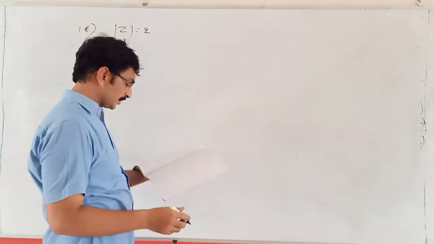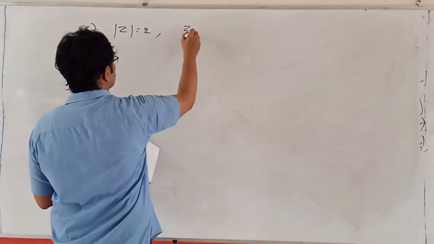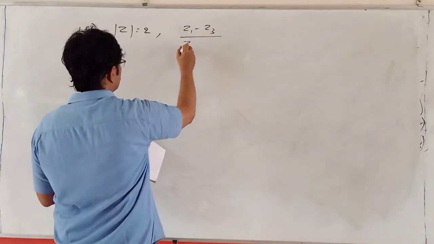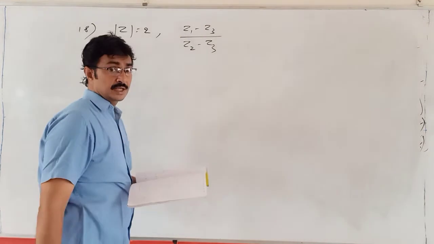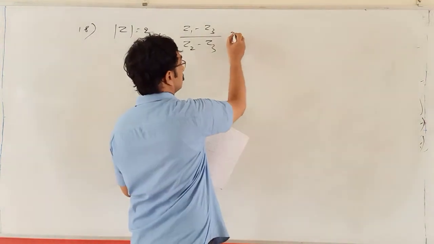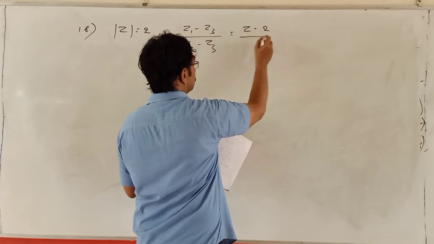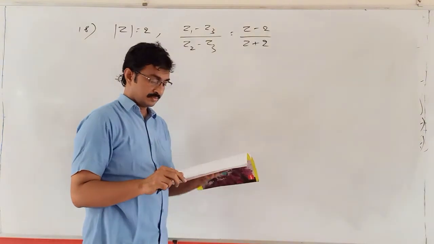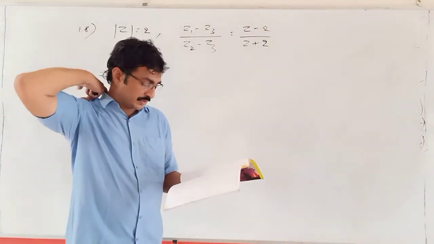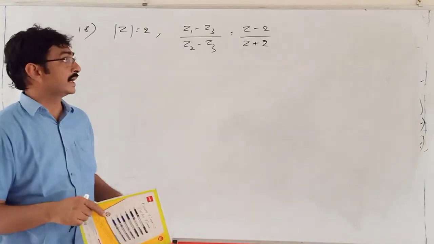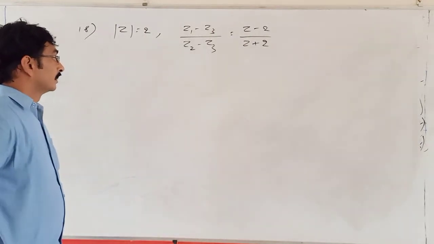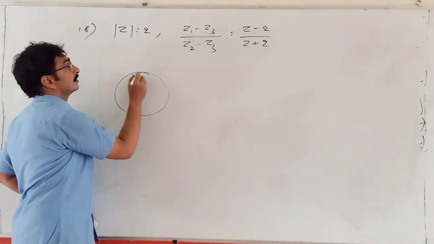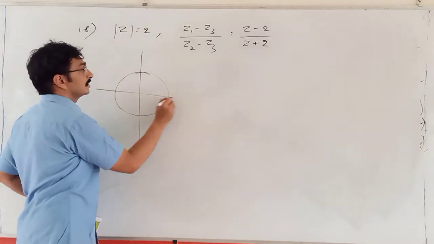If mod z equal to 2 and (z1 minus z3) by (z2 minus z3) equal to (z minus 2) by (z plus 2), then z1, z2, z3 are vertices of a triangle. Okay. Mod z equal to 2 represents a circle with center origin and radius 2.